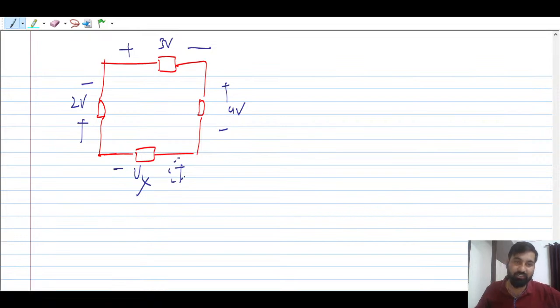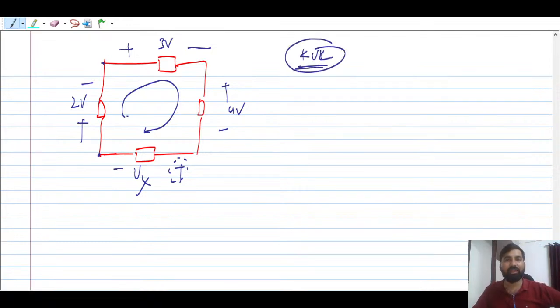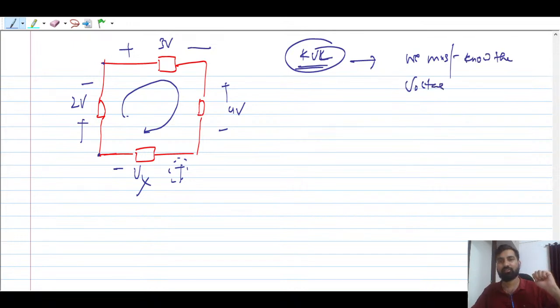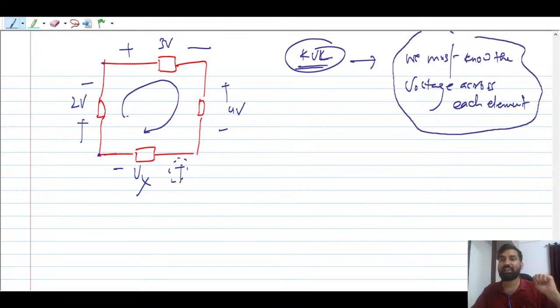You start with here. You can start from anywhere, no problem, right? Loop means what? KVL means you have to collect all the voltage drop around the loop, right? You just move like this, okay? Move. To apply KVL, what is required? To apply KVL, you should know the voltage across each element, right? So we must know the voltage across each element, okay? Each element along with the polarity, right guys?